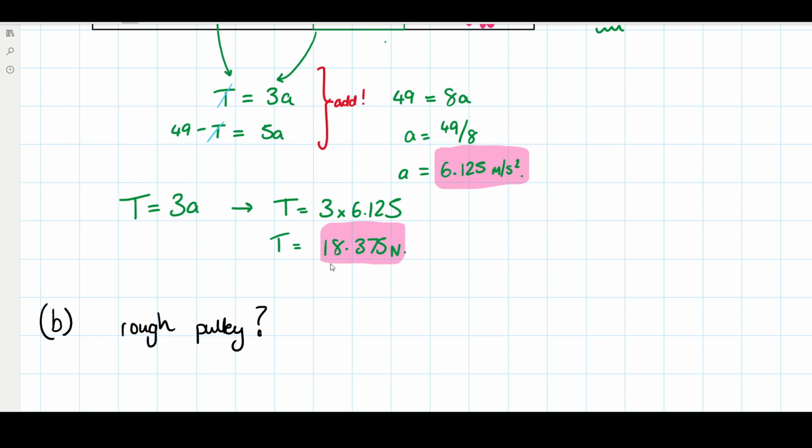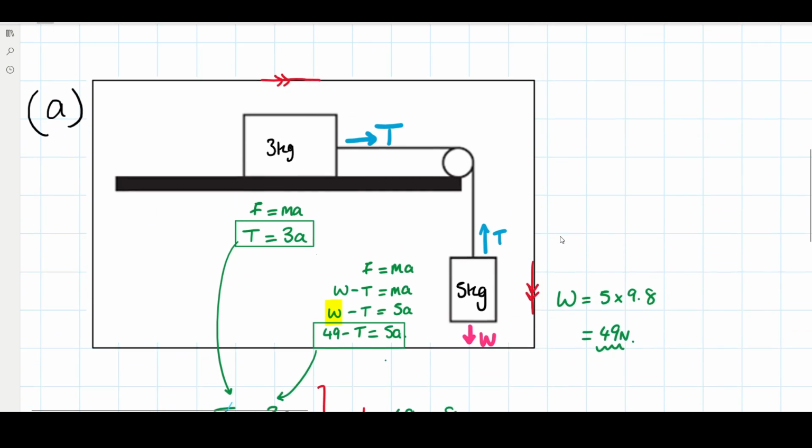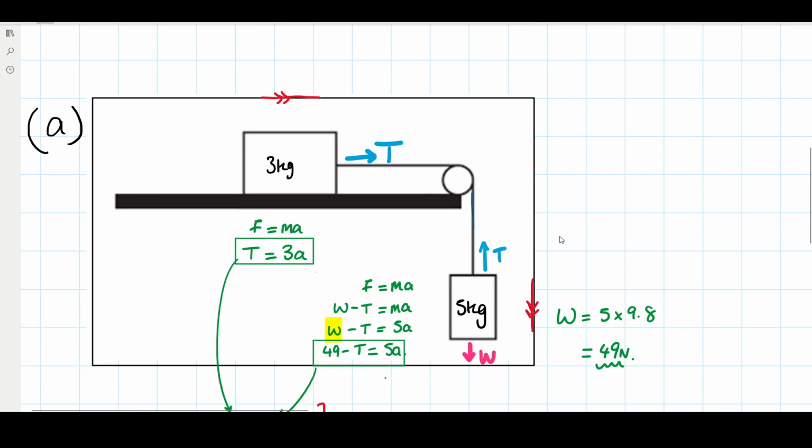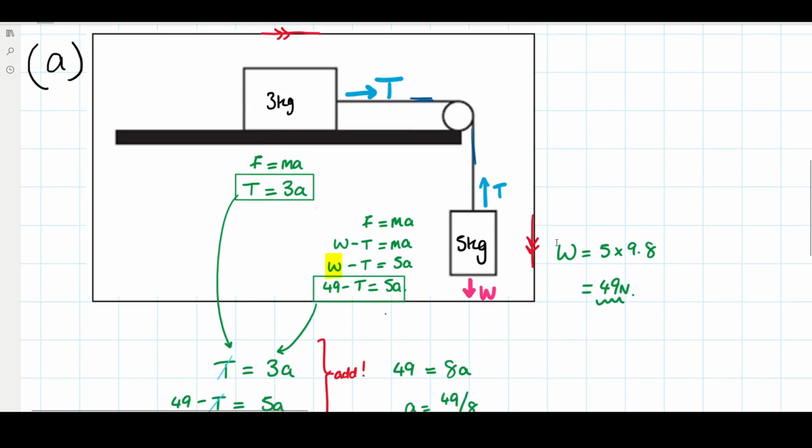Part B is a quick 1 marker, and it just asks us what would happen if we had to consider a rough pulley. If there's any roughness in the system, then that implies that the tension would not necessarily be the same throughout. The tension in this section might be different to the tension in this section.